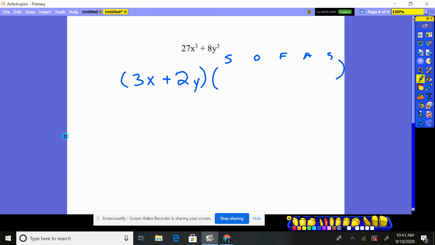Now, S-O-F-A-S, SOFAs. That's how I try to remember what I'm going to get for my trinomial. S, square the first piece. 3x times 3x is 9x squared. Okay, not 9x, but 3x times 3x is 9x squared. O, opposite. This was addition, so I do subtraction. F, fuse. So I'm going to take 3x and 2y, and I'm going to multiply them together. That gives me 6xy. A stands for always add. And then S, square the final piece. 2y times 2y, 4y squared. There we have it.